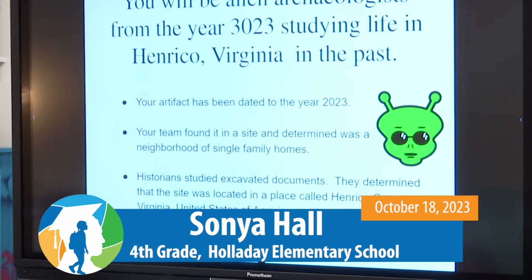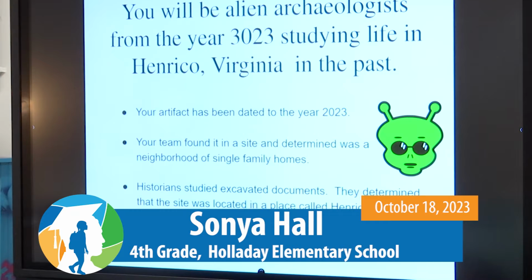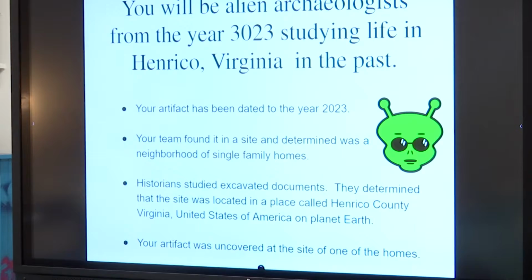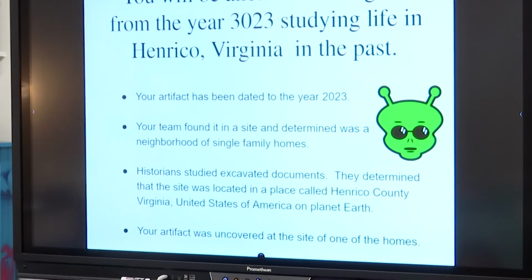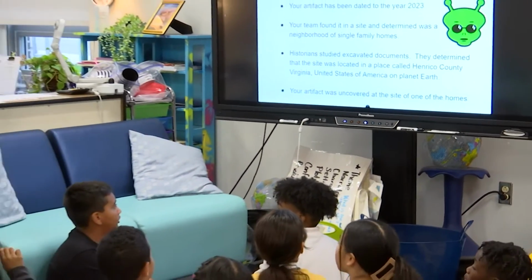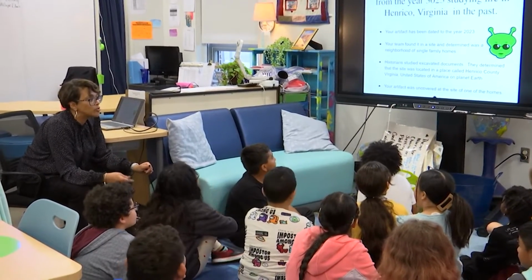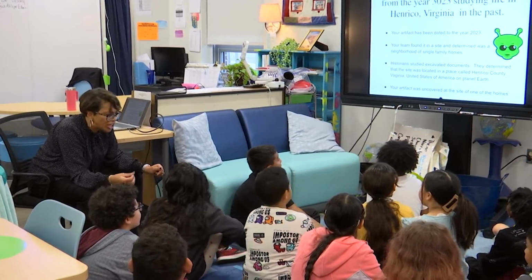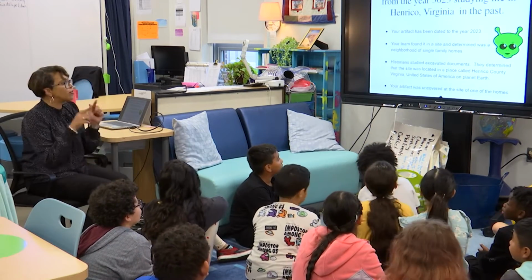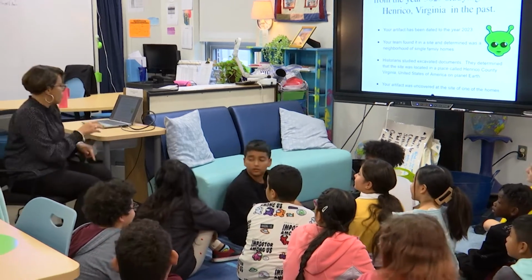And so you've been studying life in Henrico in the past. Your team has already found out that the artifact has been dated to the year 2023. Your team found it on a site and already determined that it was a neighborhood of single family houses where each family lived in their own house. The historians studied the excavated documents and they know that this site was called Henrico County, Virginia, in some place called United States of America, right? And so your artifact was uncovered at the site of one of these homes. Are you ready? All right, real quick.